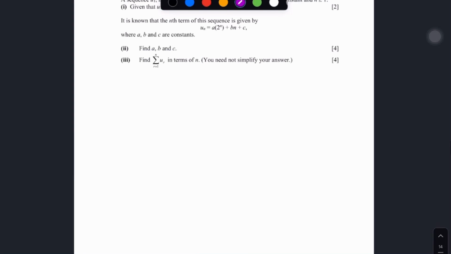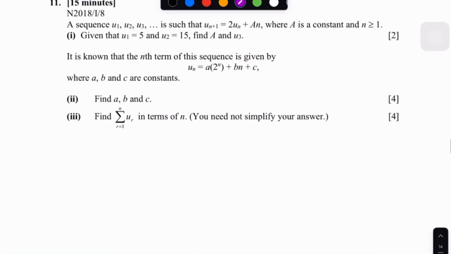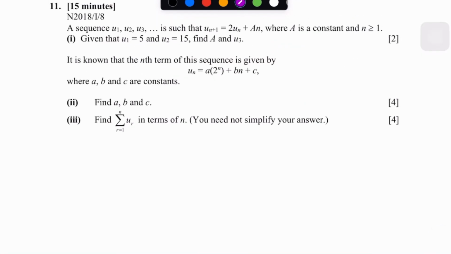Let's take a look at 11. Any questions for question 10? All right, 11. We have a sequence U1, U2, U3 such that we get a recurrence relation over here. This means that I will need the previous term to work on my answer, where A is a constant and n is more than 1. Part 1, given that the first term is 5 and the second term is 15, find A and U3.